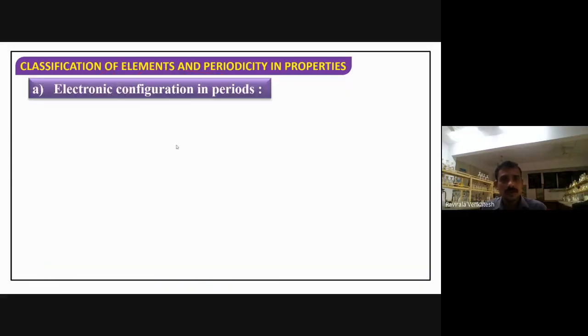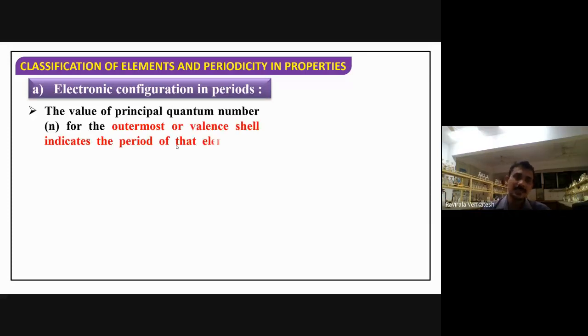Let me take now electronic configurations in the periods. So yesterday we discussed, a period is nothing but a horizontal row, isn't it? So the value of the principal quantum number for the outermost shell, that means the valency shell, indicates the period number of that element. So if you observe the electronic configuration, you have to observe the valency shell. In that valency shell, the principal quantum number will be the period number.